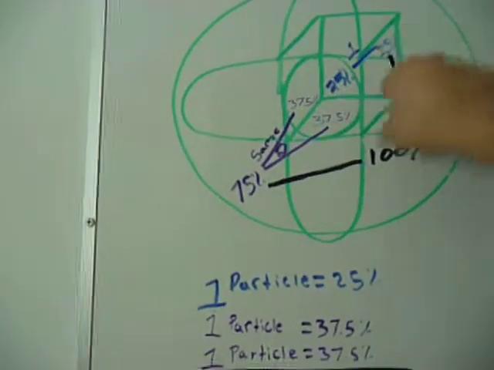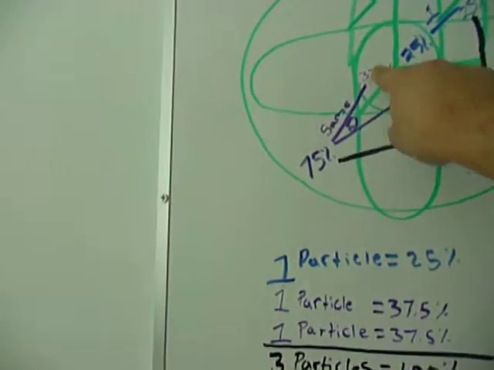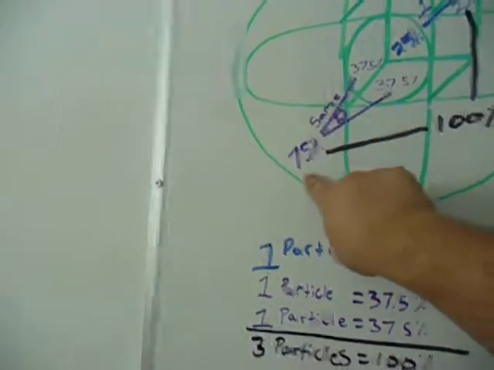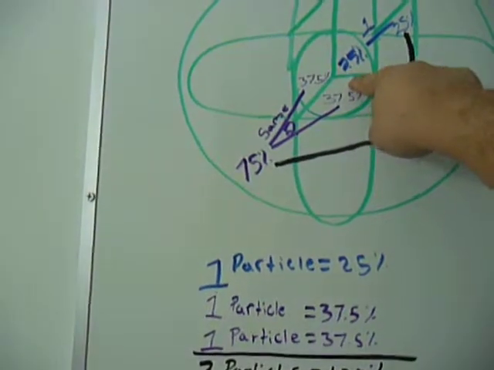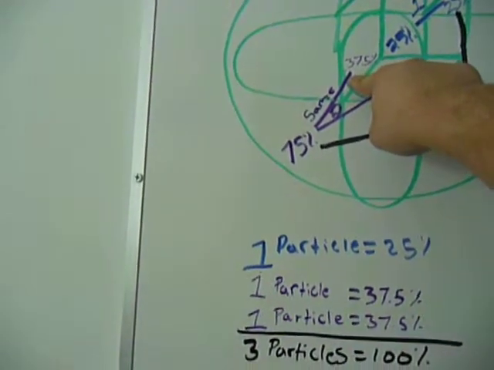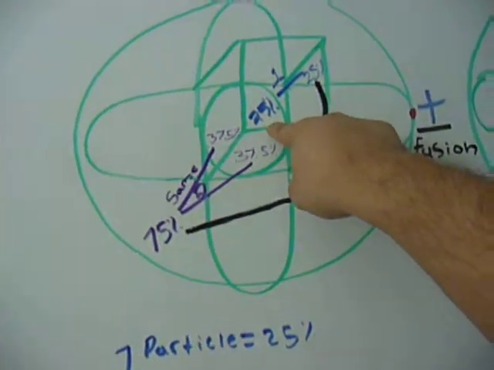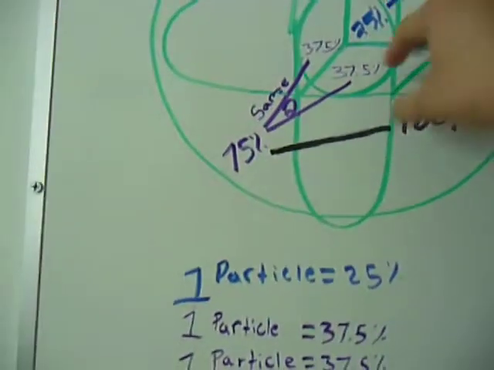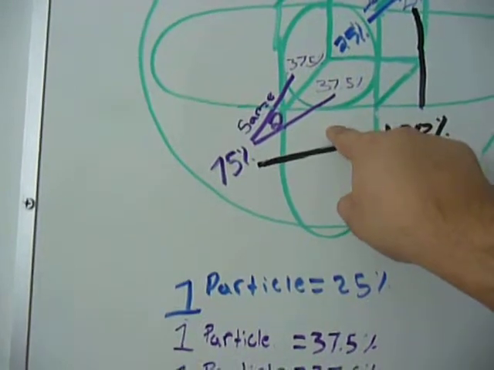So right here, the square is identifying three particles. Two that are the same, one's not. Two that make up 75%. One is 37.5, one is 37.5, equals 75. One is 25%, so I say 25. So the total of what makes up this element is 100%, which is the hydrogen.